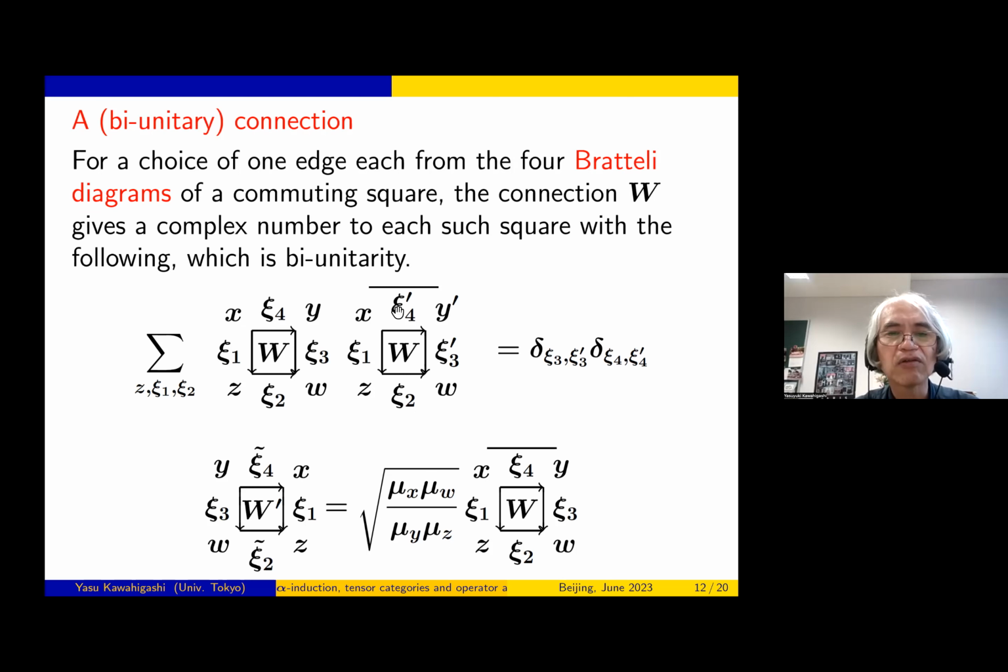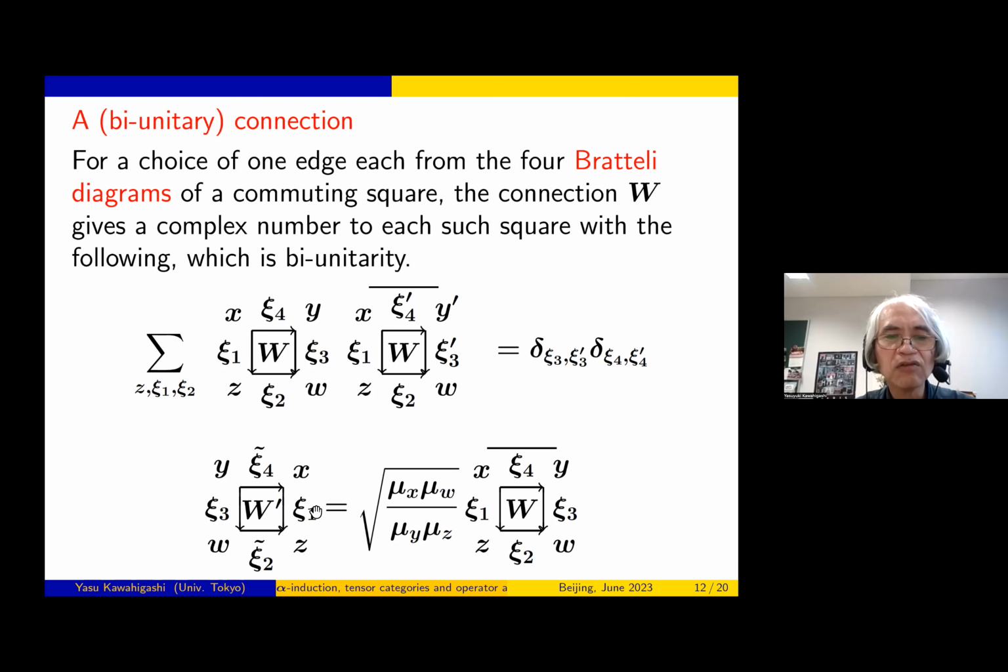Then this square picture represents a complex number. And also on the right, we have another complex number, and this bar denotes the complex conjugate. So we have two complex numbers, one with complex conjugate, and we have a summation of the product. Here Xi1, Xi2 are the same, but Xi3, Xi3 prime are different, and Xi4, Xi4 prime are different. Then we have a summation over Xi1, Xi2, so over common edges. Then we should get the Kronecker delta, so 0 or 1, depending on whether Xi3, Xi3 prime, Xi4, Xi4 prime are equal or not. So this is a kind of unitarity because these numbers give entries of a certain large unitary matrix. So this unitarity is one axiom which is satisfied in the setting.